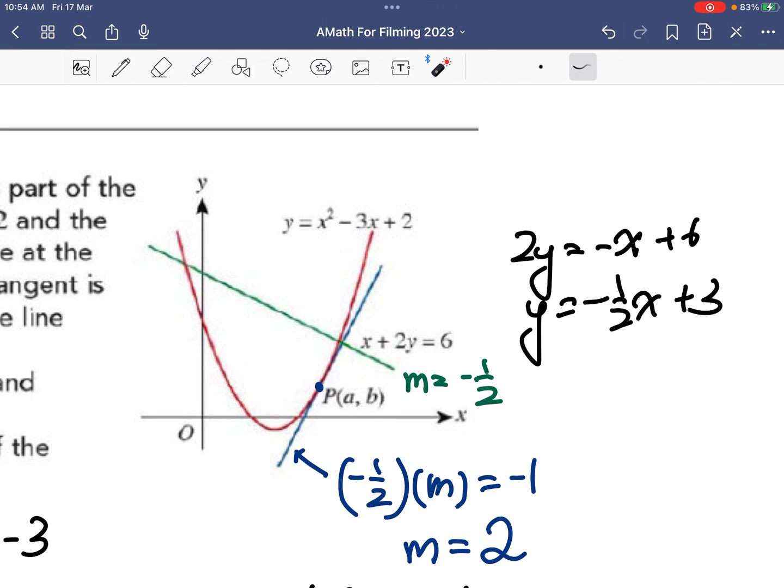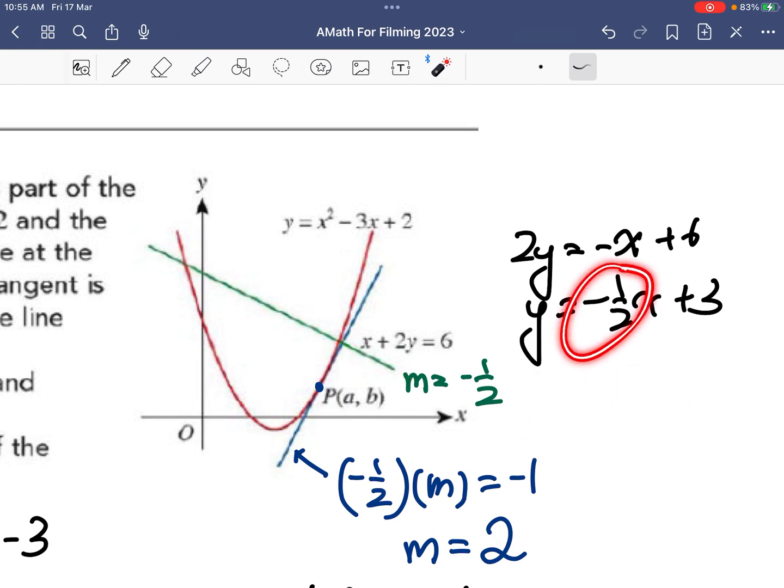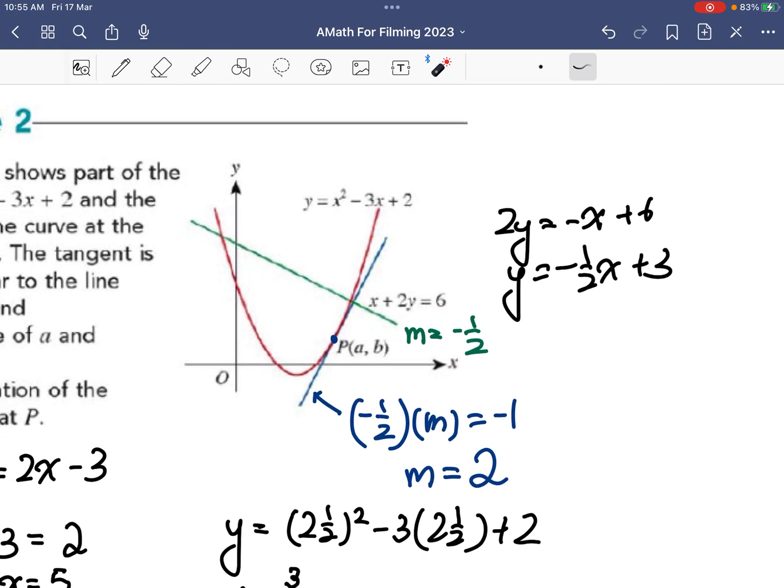What I'm doing here is to obtain the general equation of the line, y equals mx plus c, so that I can read off the gradient of the line from the equation itself. So for this green line, I see that the gradient is -half. So -half times m, the gradient of this blue line, equals -1, because it is said in the question that they are perpendicular. So I find that the gradient of this blue line equals 2.